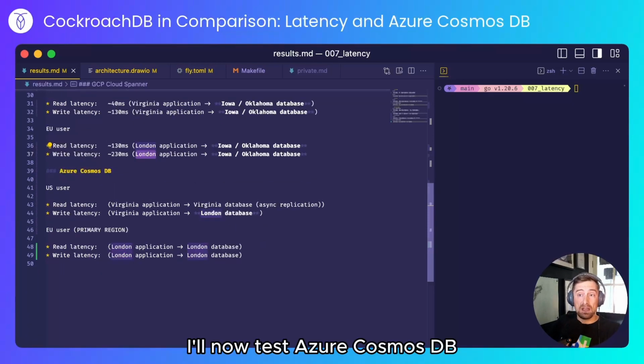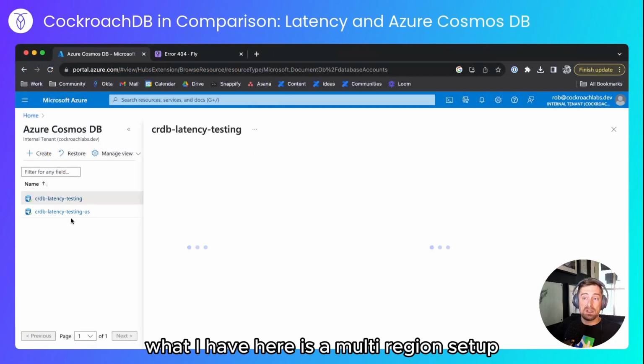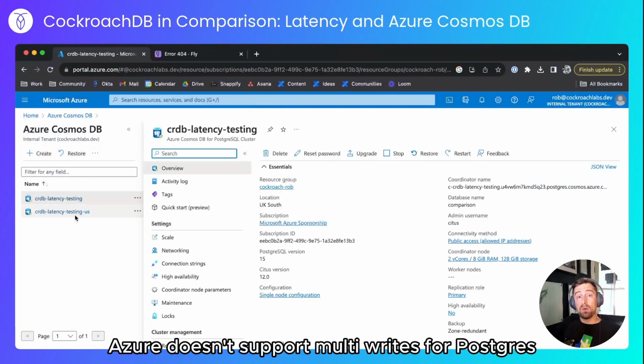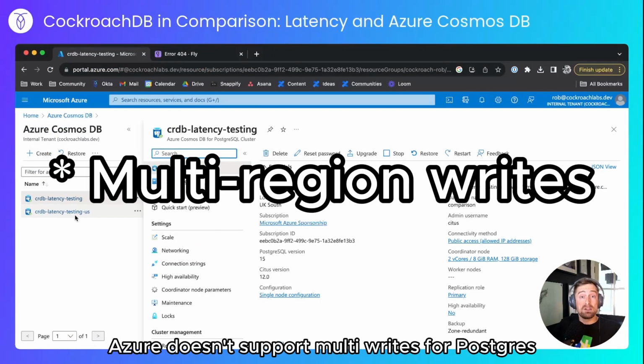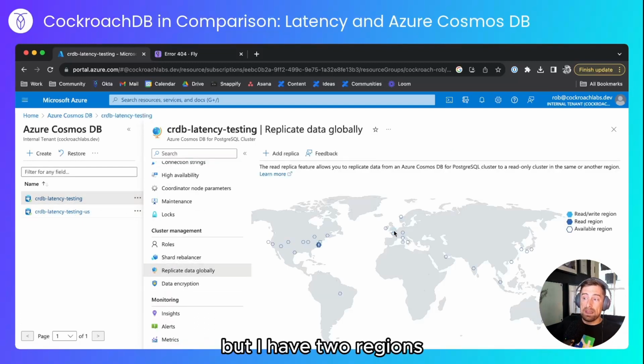I'll now test Azure Cosmos DB. What I have here is a multi-region setup. Azure doesn't support multi-writes for Postgres. That's only available for NoSQL offerings. But I have two regions, one essentially primary region with read and write capabilities, and one read replica region. I'll be testing what the user experiences when they're on both sides of the pond.